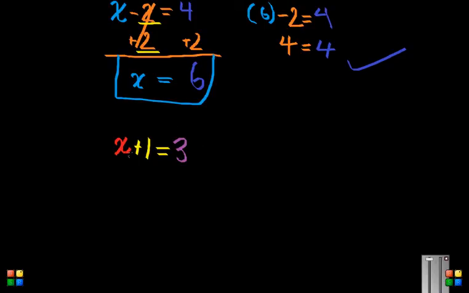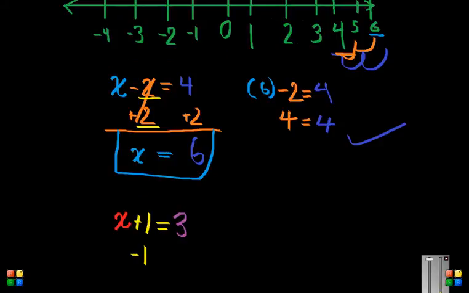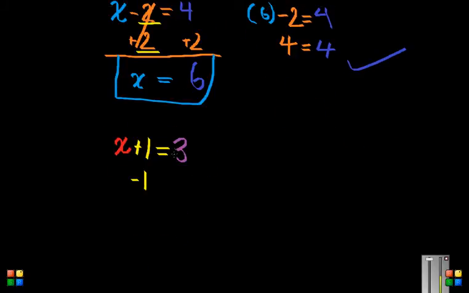Let's see. It's plus 1. So how do we get plus 1 back to 0? We subtract 1, right? Yes, you subtract 1. And like I said here, whatever you do to one side, you have to do to the other, or else the equation will not be balanced. So subtract 1, and you're left with, well, these two cancel, so x, which is equal to, what's 3 minus 1?